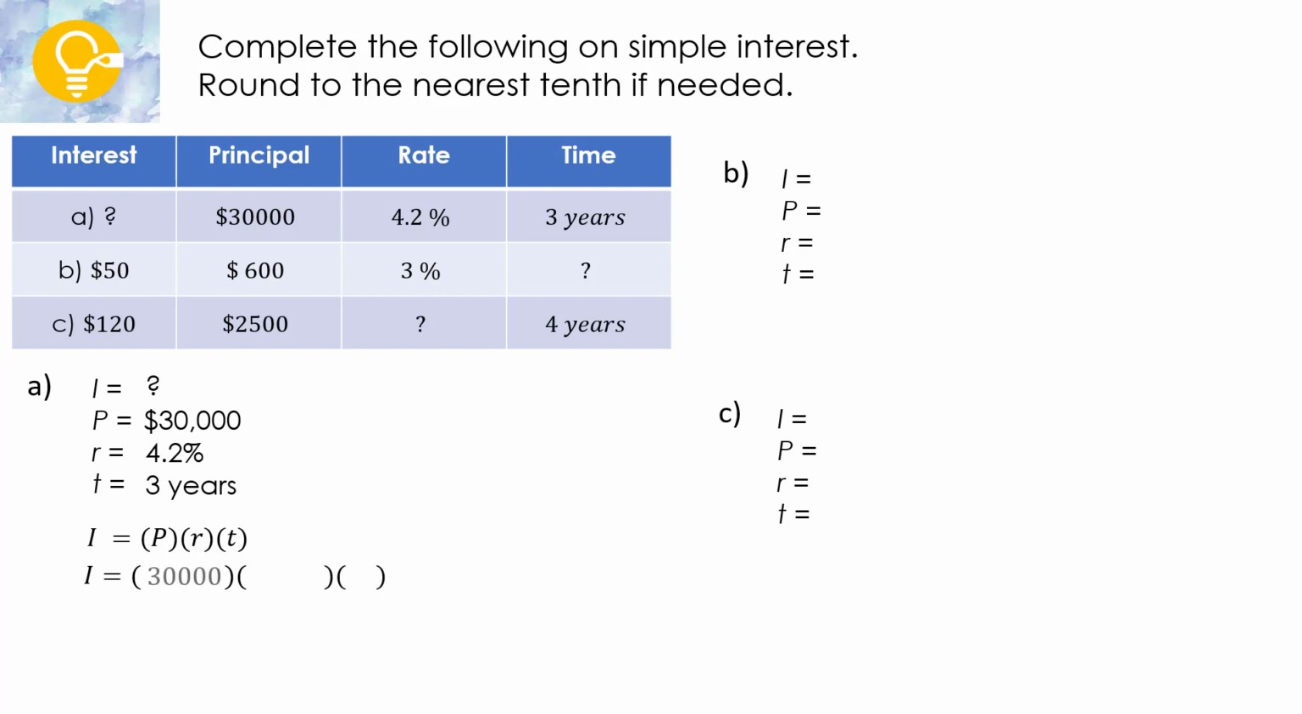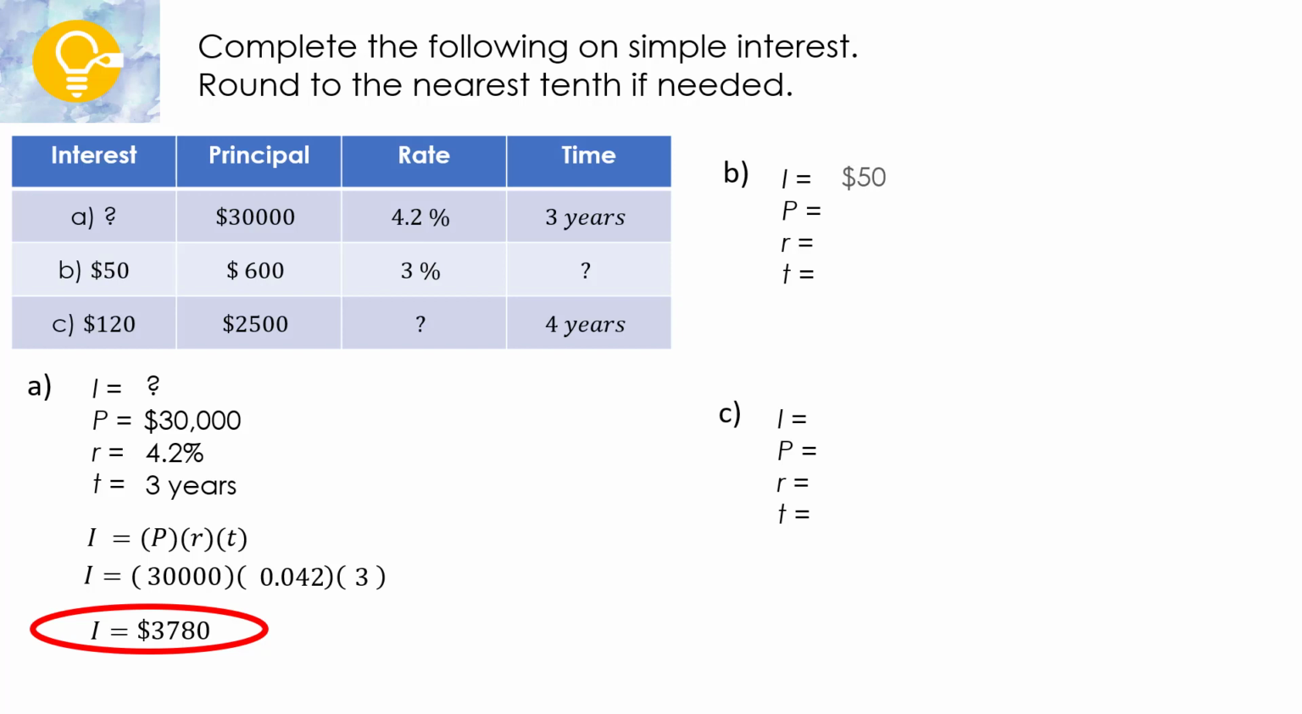Our principal is $30,000. Our rate is 0.042. Did you remember to change it to a decimal? And then time is already in years, so we didn't need to do anything. When we multiply, we get $3,780.